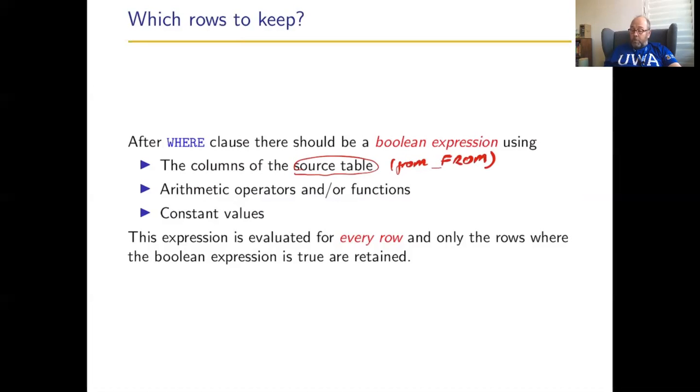It might involve arithmetic operators and functions. It might involve constant values, which are just numbers or strings or whatever. So a Boolean expression is an expression that evaluates to either true or false. We will have to look carefully at Booleans later, but it's basically a logical statement that evaluates to true or false.